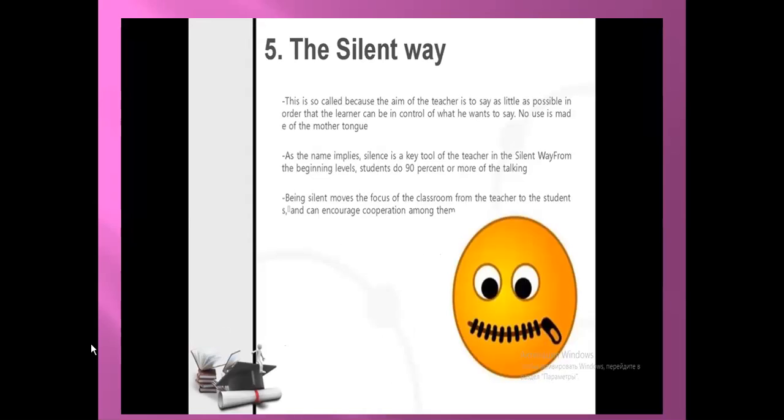The fifth one is the silent way. This is so called because the aim of the teacher is to say as little as possible in order that the learner can be in control of what he wants to say. No use is made of the mother tongue.